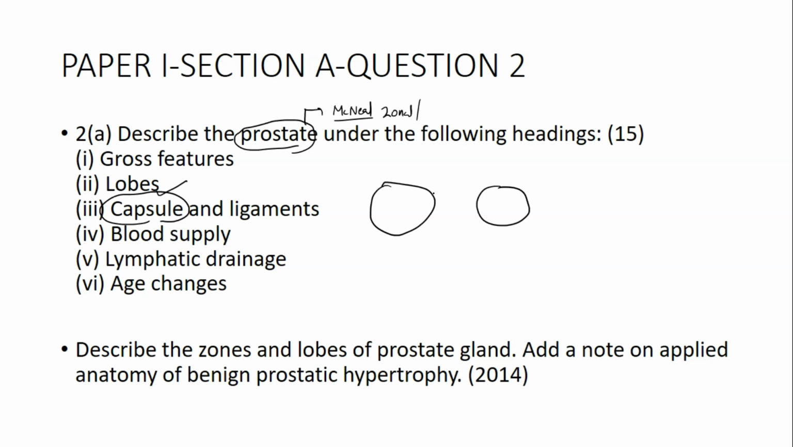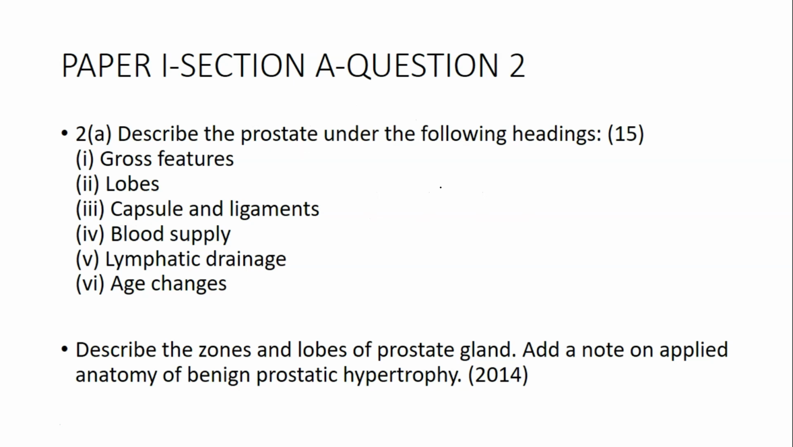So we did discuss the prostatic anatomy in our classes. So they're asking you gross anatomy, lobes, capsule and ligament, blood supply, lymphatic drainage, and age changes. Age changes with the prostate is very important, because they're asking you what is BPH, benign prostatic hyperplasia and prostatic carcinoma, which are common when a person ages, right? Almost like they say 60 to 70% in their 90s and 100s end up developing prostatic carcinoma, and many develop bladder outlet obstruction symptoms with BPH, that is benign prostatic hyperplasia. So it's more or less a predictable question.